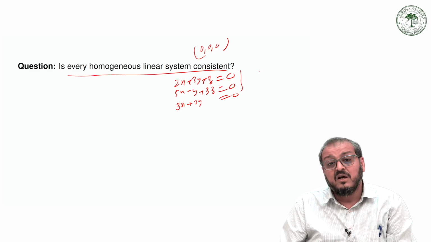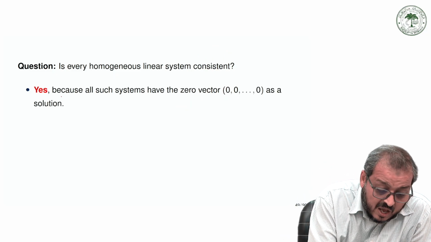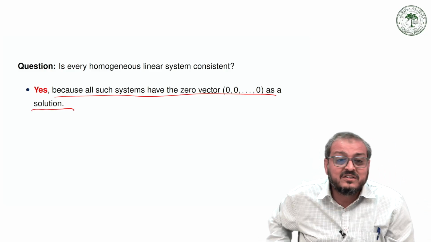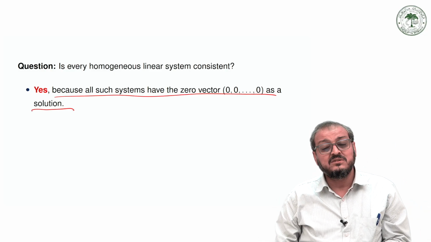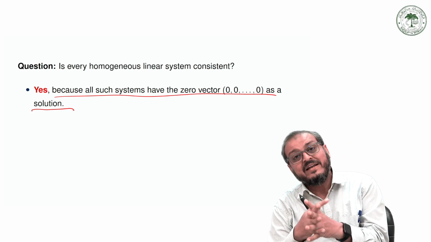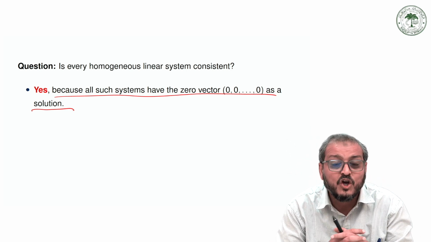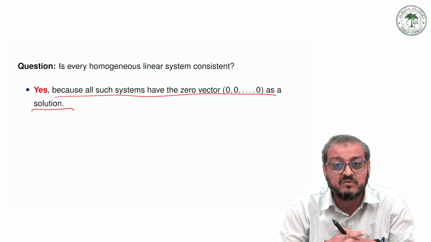At least one solution exists. Yes, because every such system has the zero vector as a solution. Why? Let me explain clearly. By consistency, at least one solution exists. Yes, the zero vector is always a solution of every homogeneous system of linear equations.